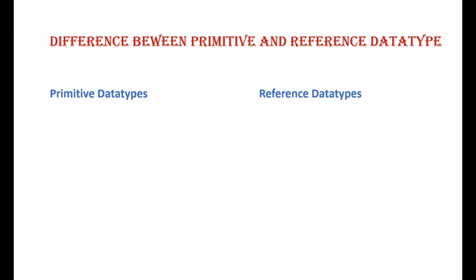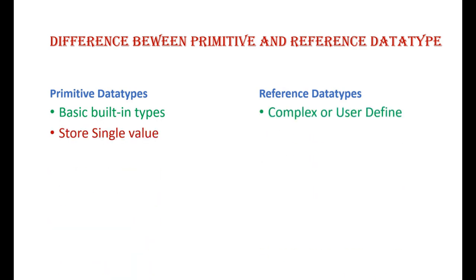In this video, we are going to discuss the difference between primitive and reference data types. Primitive data types are basically built-in data types, whereas reference data types are complex and user-defined data types. Primitive data types are used only to store single values, whereas reference data types are used to store multiple values at a time. As you know, primitive data types are basic built-in data types.